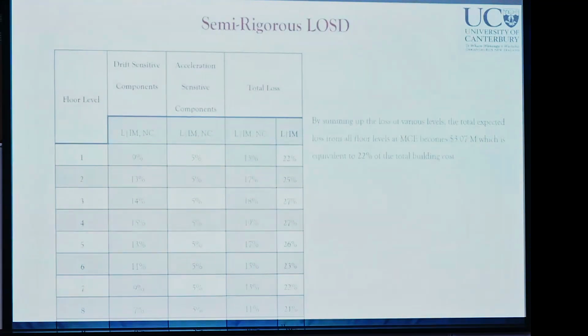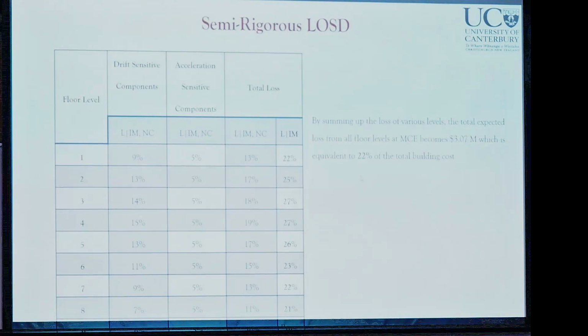Having the total cost of the building, the final result, which is the expected loss at MCE, is 22% of the total building cost. In comparison to the rigorous method, which was 28%, it is again fairly close.